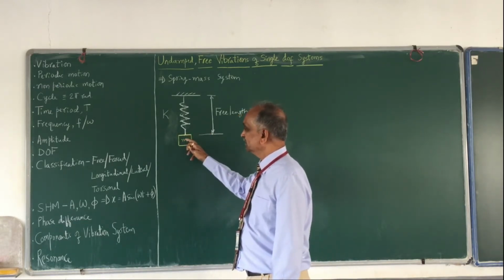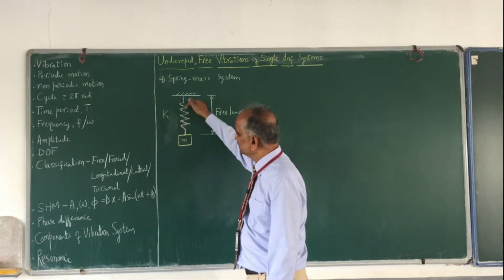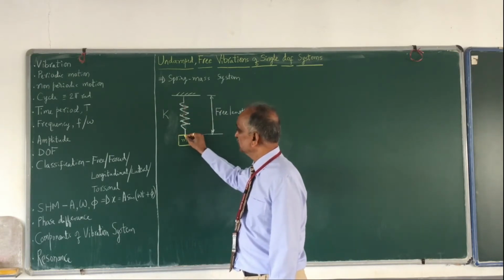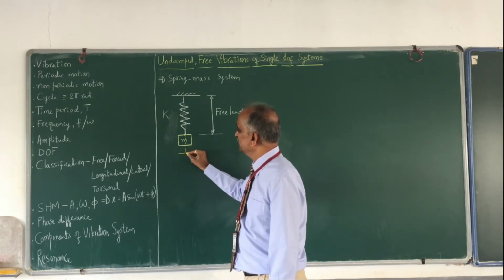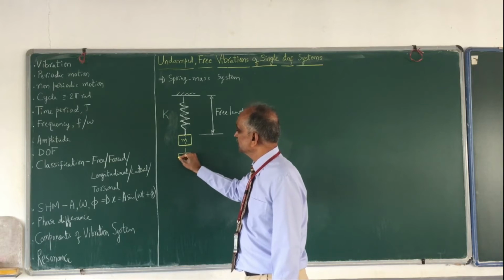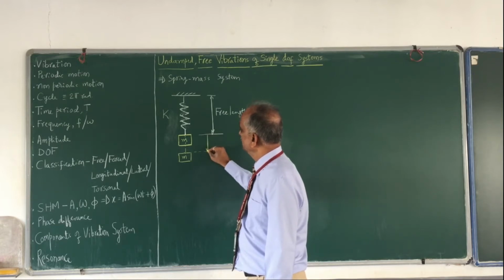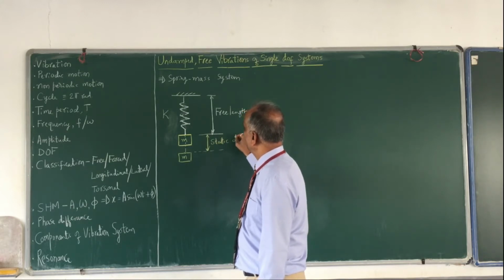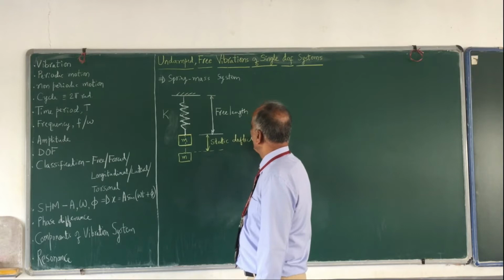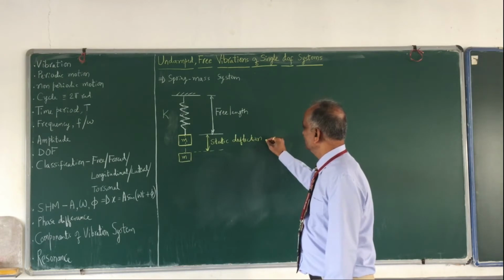The moment I attach this mass, it is not going to remain here. When I apply force, this spring will undergo extension. Let me assume that the spring will come down, and let me show the deflection or expansion of the spring a little exaggerated. This is the new position of the mass, and this is what I call static deflection of the spring. I can easily calculate how much this is. I shall call it delta S.